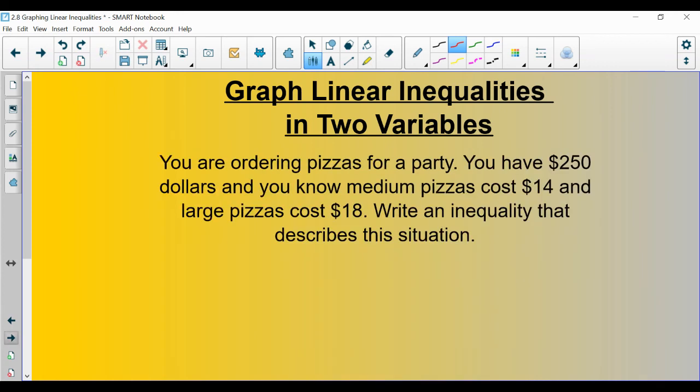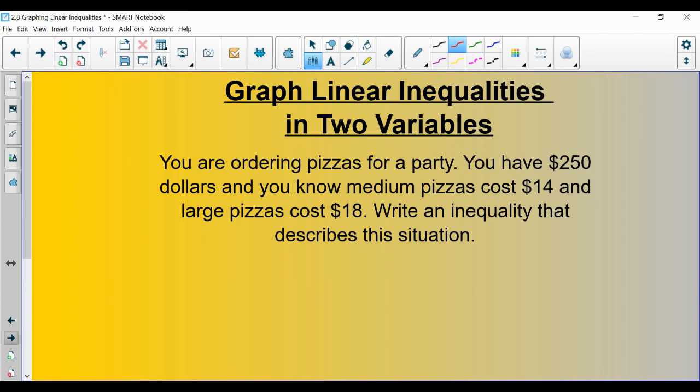The last thing I want to talk about is a word problem. This word problem says you are ordering pizzas for a party. You have $250 and you know that medium pizzas cost $14 and large pizzas cost $18. Write an inequality that describes this situation.